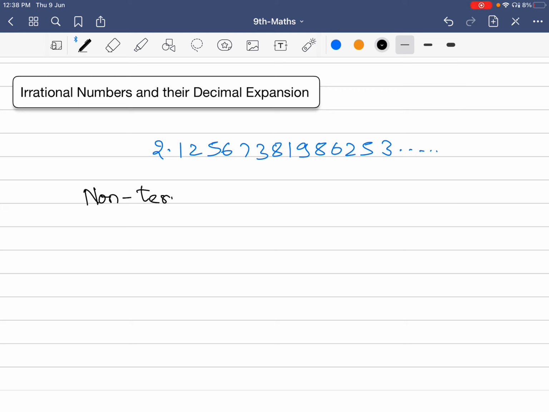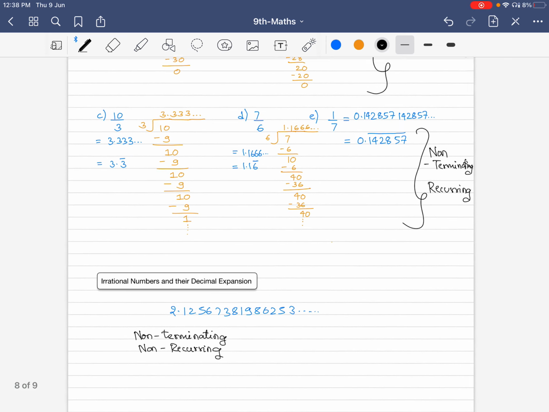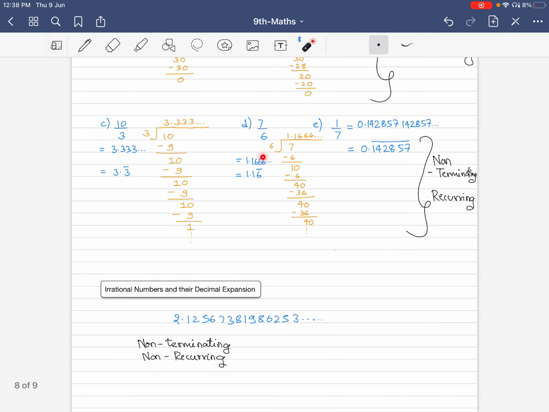Okay, the decimal expansion is non-terminating and it is non-recurring, which means the digits do not repeat themselves in a certain pattern. In the earlier example there was a pattern in which they used to repeat themselves, so we said it's a recurring decimal expansion. In this you can see there is no pattern, there are random digits which keep on occurring to the right hand side of the decimal point. So we say this is a non-recurring decimal expansion for irrational numbers.